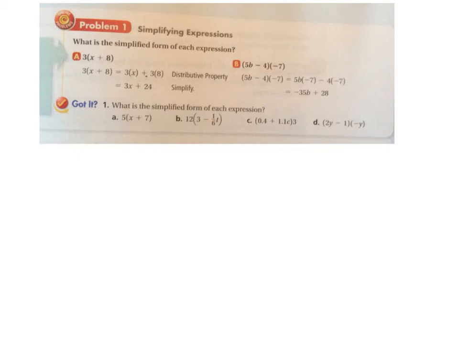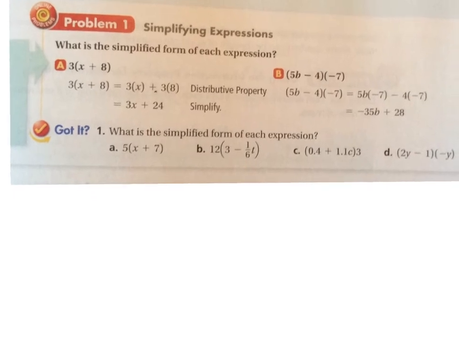Simplifying expressions. What is the simplified form of each expression? In this case, we're going to use the distributive property. So we can see here that they've distributed the 3, so 3 times the x, 3 times the 8. So that becomes 3x plus 24. Nothing else I can really do with that. I can't combine those into like, 27x something. That's just not the case because they're not like terms.